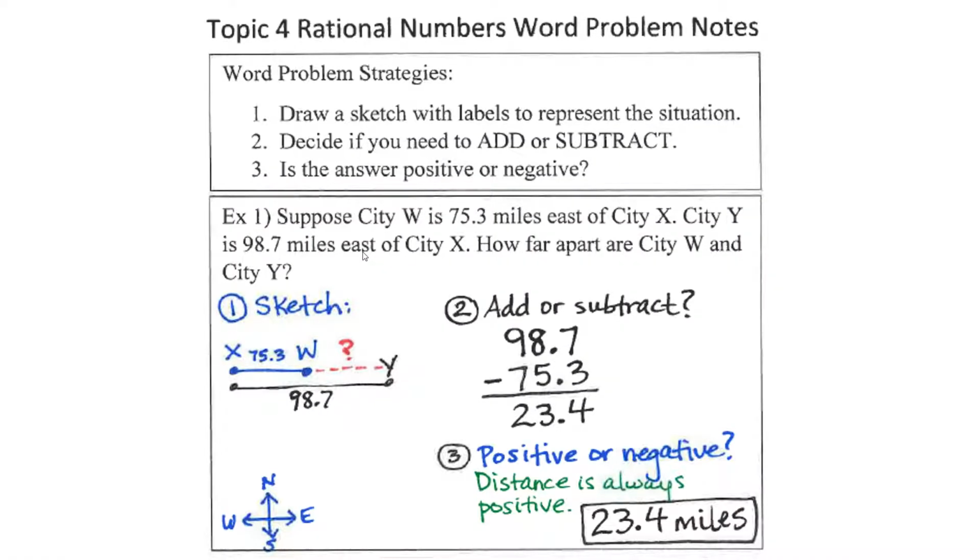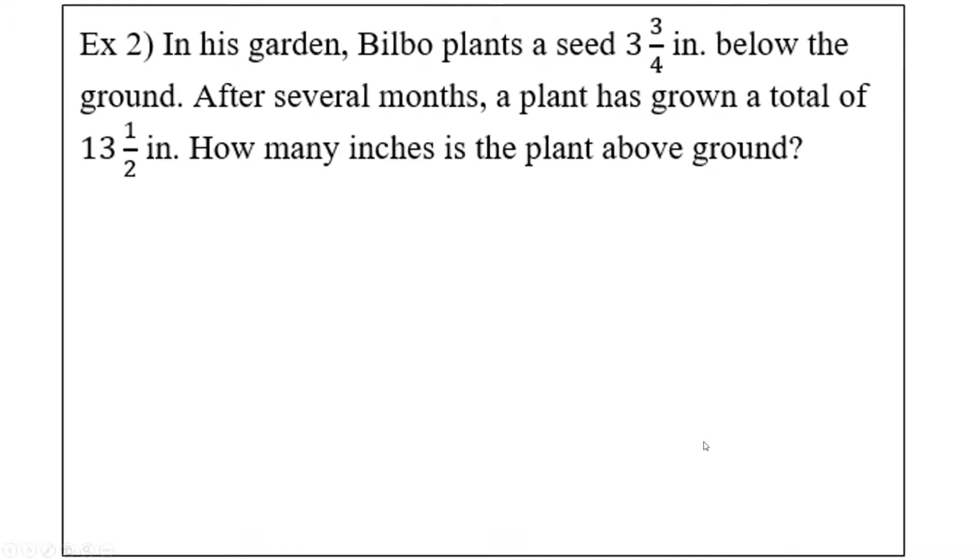So here's the pre-written notes. I have added in a north, south, east, west symbol, and I do recommend you highlight some of these values that match the word problem. For example, you could highlight 75.3 miles and then highlight that segment here, and the 98.7 miles, highlighting that segment. You'd want to highlight subtract, and probably highlight distance is always positive.